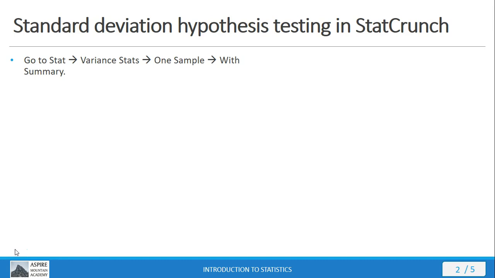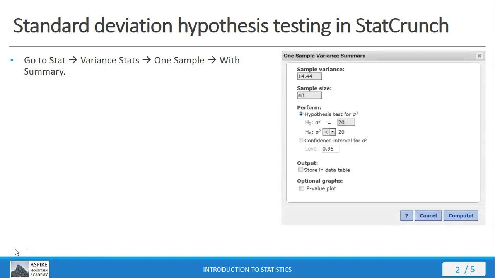So for most of what we're going to do here with standard deviation hypothesis testing, you're going to want to go to Stat, Variance Stats, because we're going through the variance to test standard deviation. One sample, because typically you're just going to have one sample. With Summary, because typically you're just going to put in summary stats. If you have actual data, you can go ahead and put data in, but typically you're just going to have summary stats. So here in the options window, you're going to put your summary stats in.